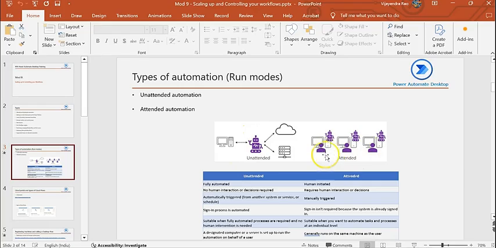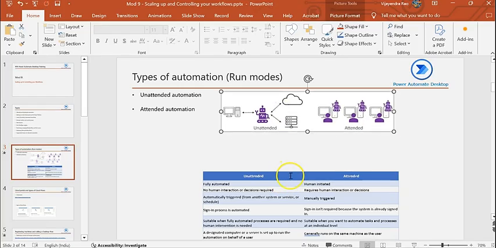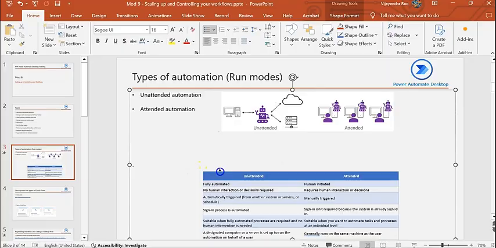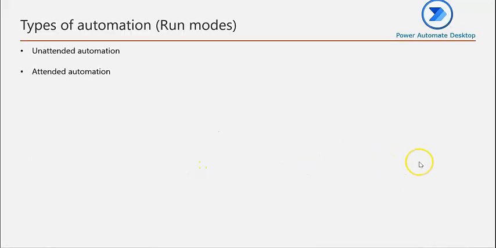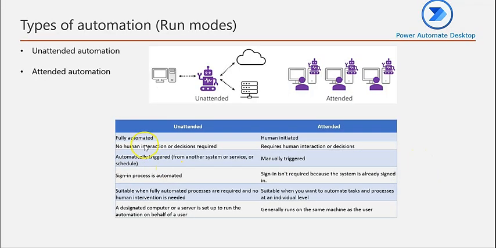Whereas attended automation, a human will attend to it. That's why it's called attended automation. They will run it manually, and it will be initiated by a human. I will just make this full screen so that you can see. So, okay. So yeah, differences: unattended automation is fully automated, whereas attended is human initiated.